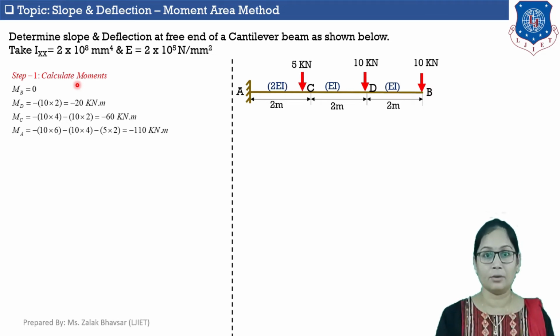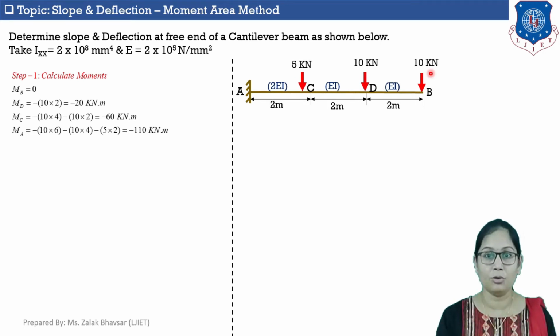Here we need to calculate moment at point B, D, C and A. And we know that moment at free end of cantilever beam is 0. So moment at B is equal to 0. Now let's calculate moment at point D.